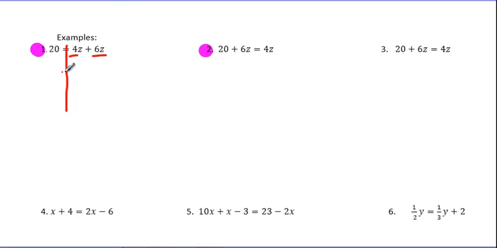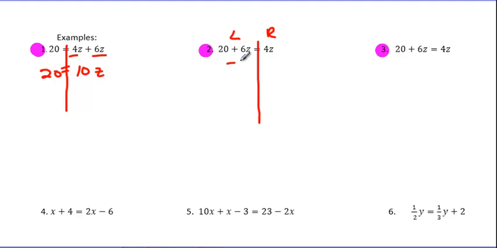We said we were going to collect like terms. We called this simplifying. 4 plus 6 is 10, so that means I have 10z, and on this side, 20. There's still another step here, but I want to go over to number 2 and show you the difference. In example 2, you'll notice that my variables are on opposite sides. So I'm going to move one to the other, and it really doesn't matter which one you do. I'm going to prove that because when you look at number 3, it's the same as number 2. There's really no right or wrong way.